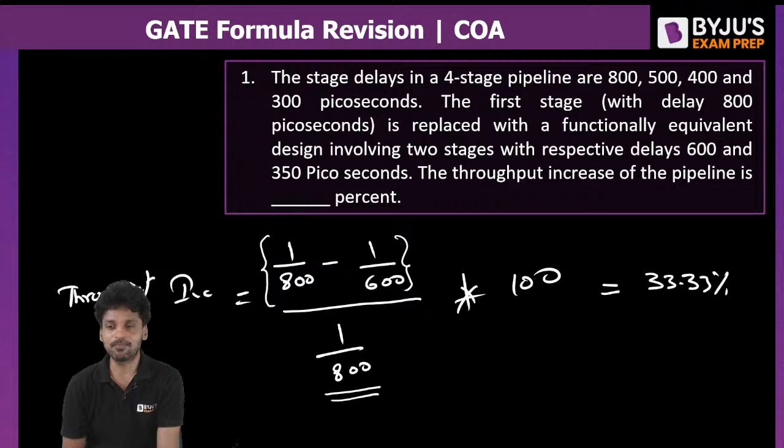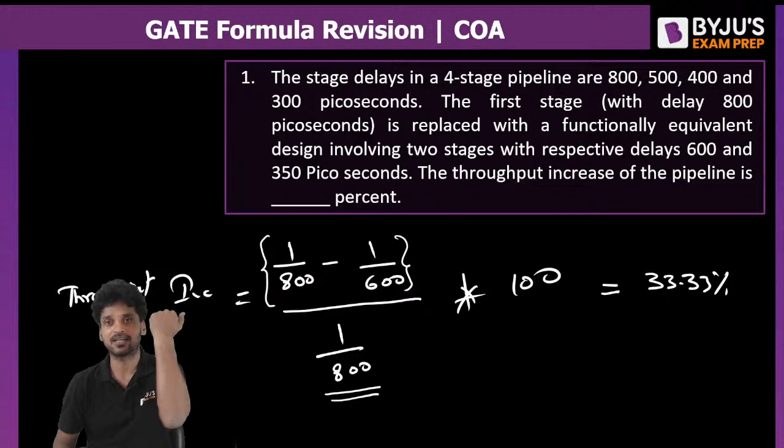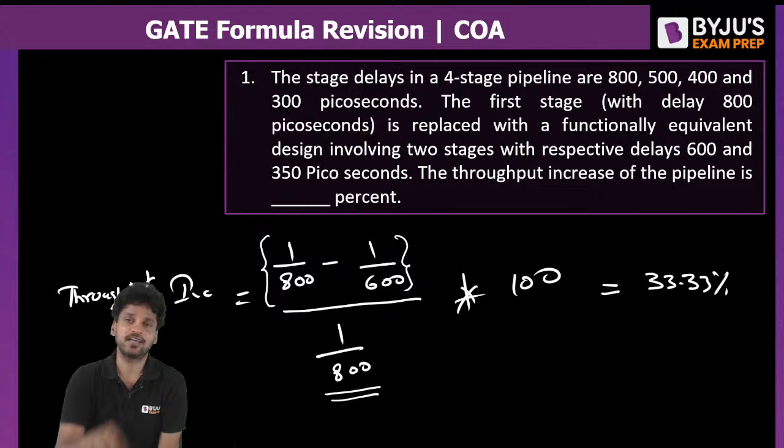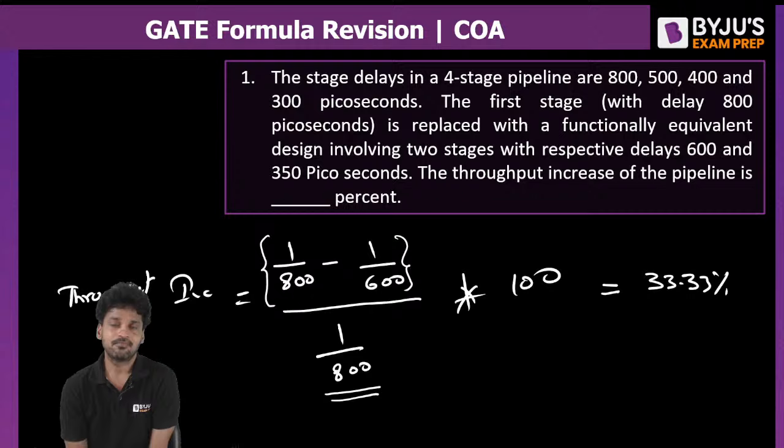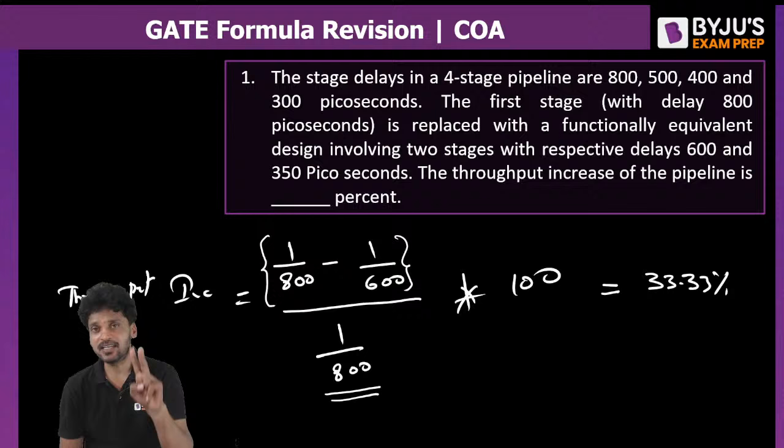You go to a bank. There are four counters. First counter takes 1 minute. Second counter takes 2 minutes. Third counter takes 3 minutes. Fourth counter takes 1 minute. What is the pipeline time here? Pipeline time is 3 minutes, sir. I'll tell you why. All of you, be focused and understand. When you go to a bank branch, you need to go through four teller counters, for instance. First teller counter will take 1 minute. Second will take 2 minutes. Third will take 3 minutes. Fourth will take only 1 minute.